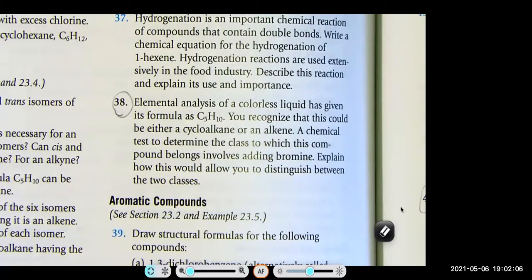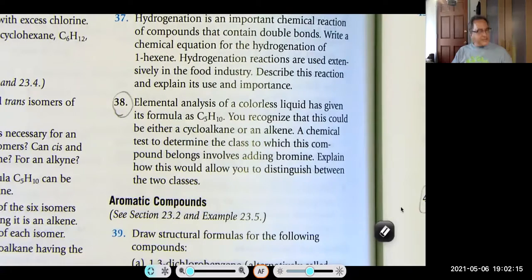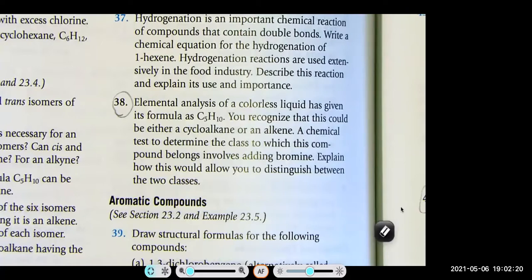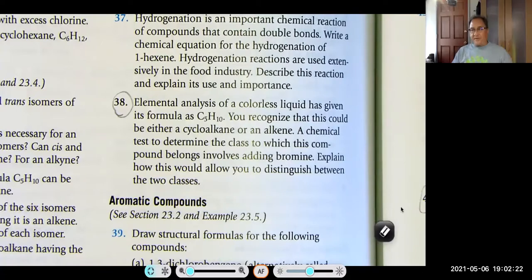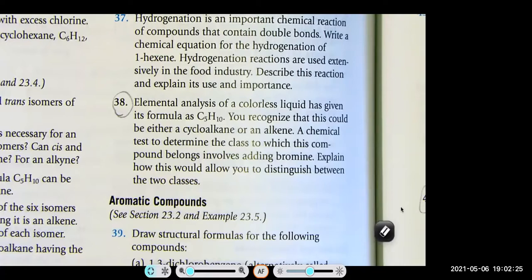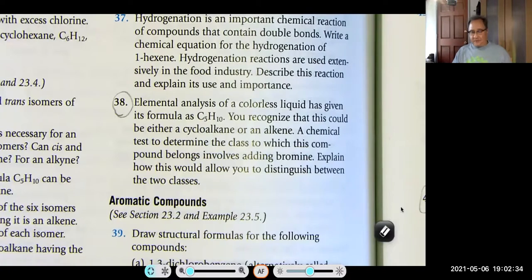So you would tell by putting a halogen in there, with and without light. Not just any halogen. Bromine, because it's brown. That's right. Br2, brown liquid. If there's no light and it changes color, it's an alkene. If it needs light to change color, it's an alkane, or a cycloalkane. Right. So you go through and do all these problems here.